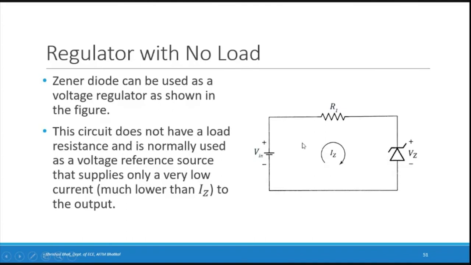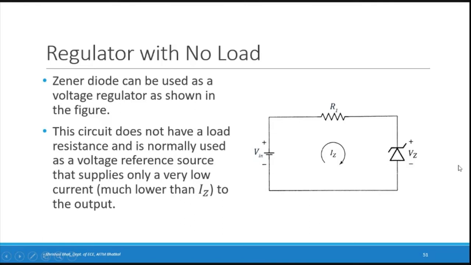This is an example of a regulator circuit without a load connected. The output voltage is measured across the Zener diode directly, right? It does not have a load and is normally used as a voltage reference source where the current requirements are very low. It supplies only a very low current to the output, much lower than Iz.